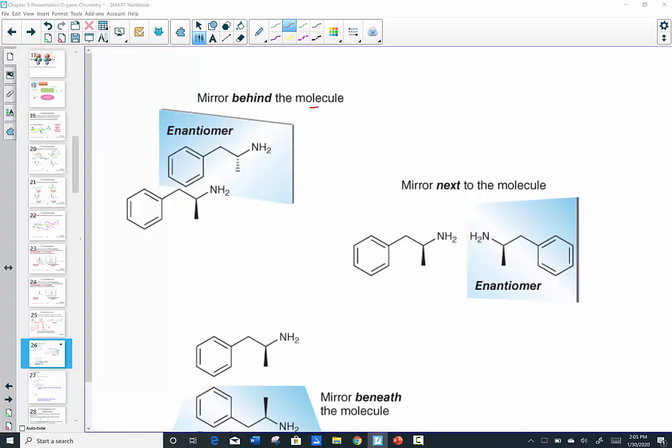When I place the mirror behind, notice that all the dashes convert to wedges and vice versa. All the wedges would convert to dashes. And that's simply by walking to the opposite side of the molecule and looking at it from the other perspective. So when I draw the enantiomer with the mirror behind, the wedge that was here converts to a dash here.